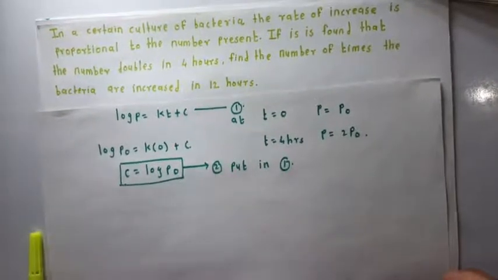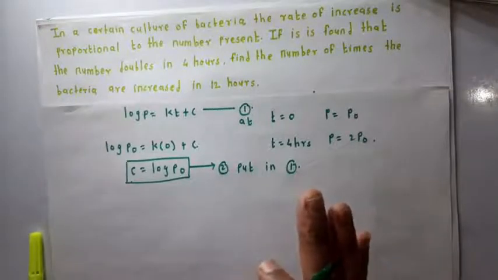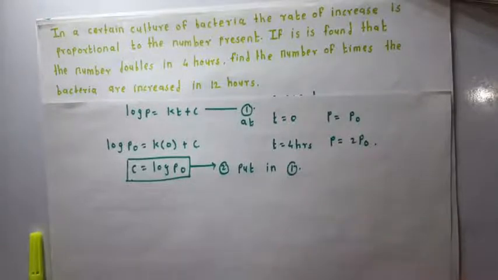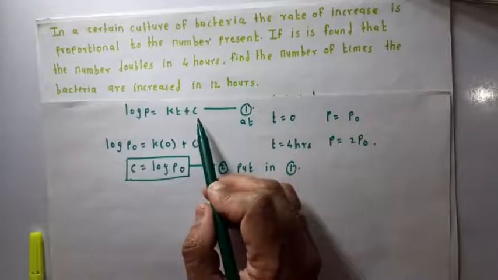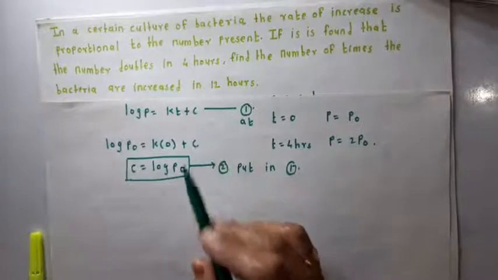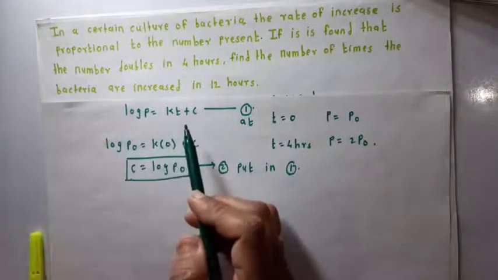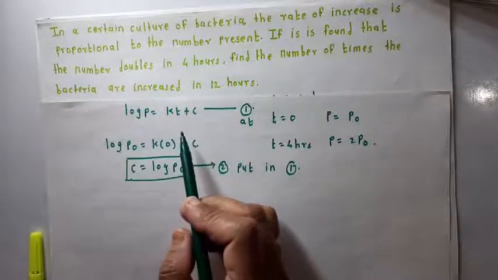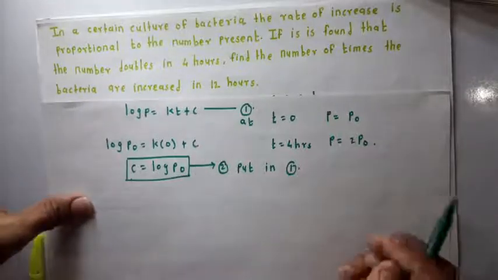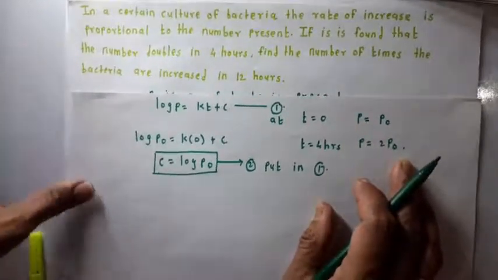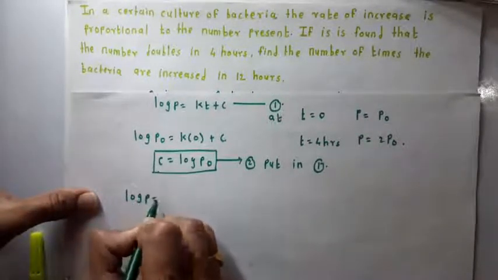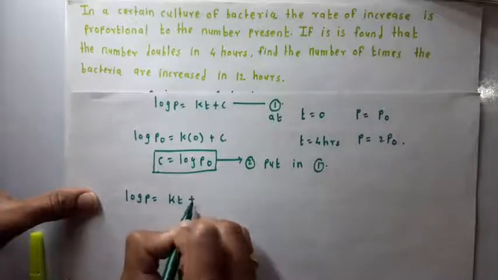Students, these are the steps. By using these steps only, we have to solve each and every problem. First find the basic equation, then put the initial value, find the value of C, put the value of C in the given equation 1. After putting the value of C, then find the value of K, put the values of C and K in equation 1, and at last find whatever the question asks. So these are the same steps that we have to use in every problem. Okay. So equation 1 becomes log of P equals Kt plus log of P0.